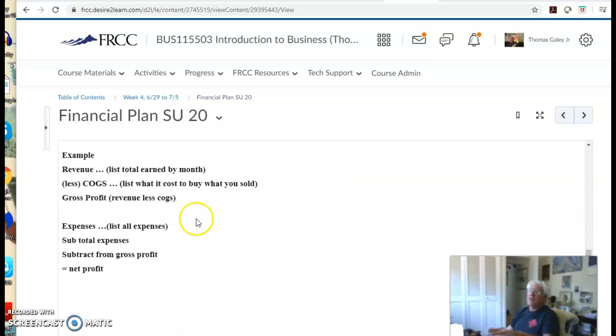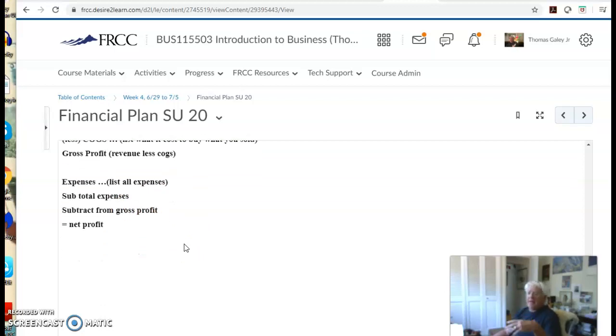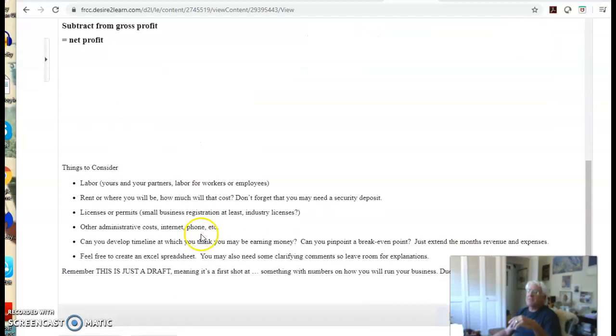So anyway, here's a quick sheet right here that shows you take your revenue at the top of the page and you take out cost of goods. And that gives you profits, gross profit. That's just gross profit. And then you have to list all your expenses like food, rent, salaries, internet and licenses and fees and all that kind of stuff.